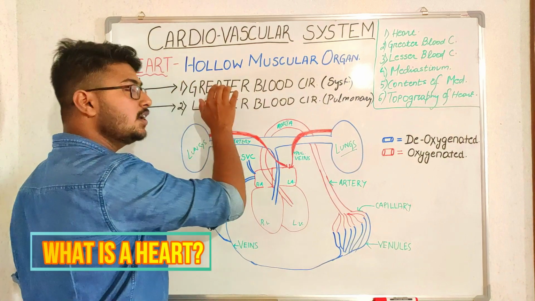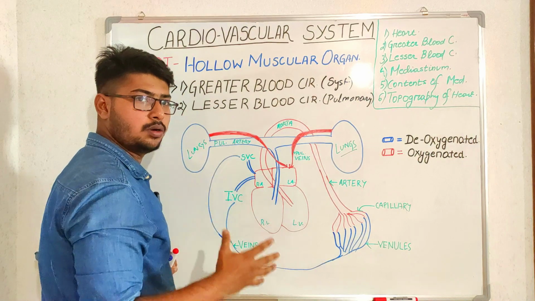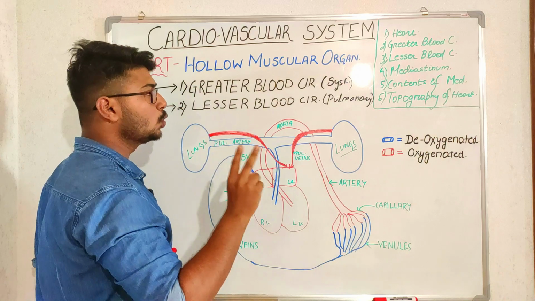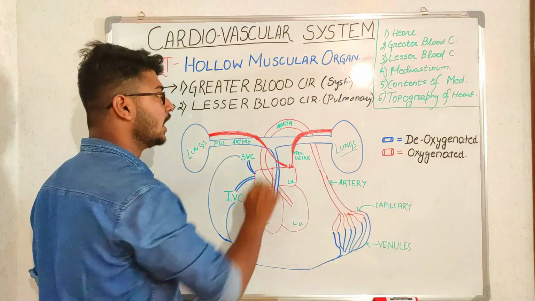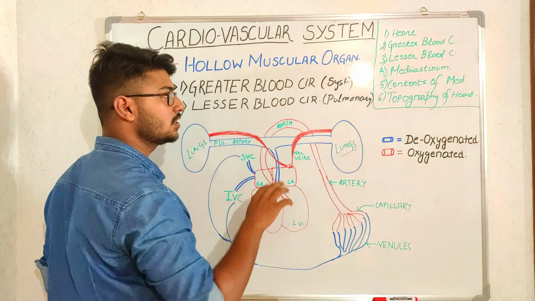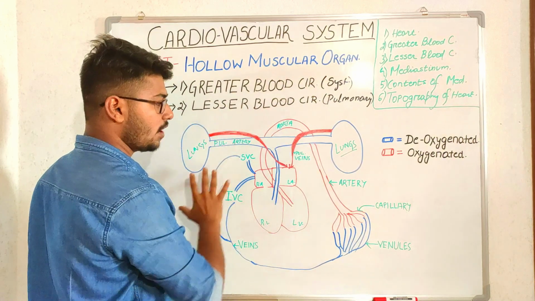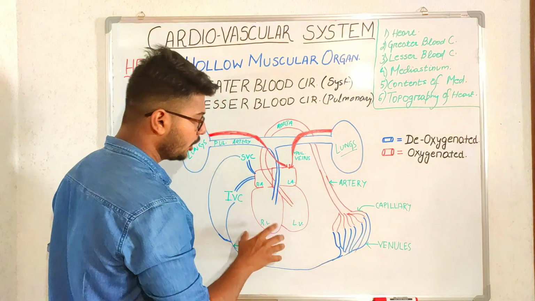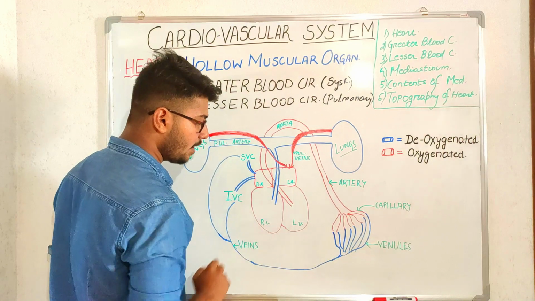What is a heart? The heart is a hollow muscular organ that is responsible for pumping all the blood throughout our body, and it supplies the organs and tissues through two types of circulation, greater blood circulation and lesser blood circulation. Greater blood circulation is otherwise known as systemic circulation, and lesser blood circulation is also known as pulmonary circulation. To describe these two, I have drawn a rough figure to help you understand. So this is the heart. You can see it has four chambers: right atrium and left atrium, right ventricle and left ventricle.